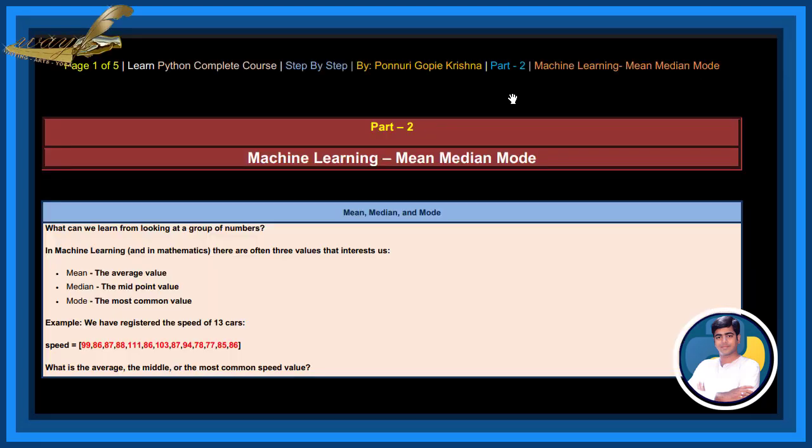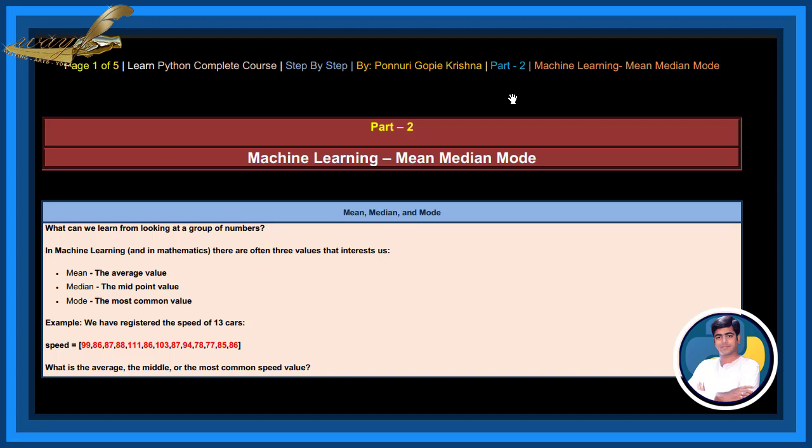In this session, let us learn about machine learning mean, median, mode. Mean, median and mode. What can we learn from looking at a group of numbers? In machine learning and in mathematics, there are often three values that interest us: mean, the average value; median, the midpoint value; mode, the most common value.